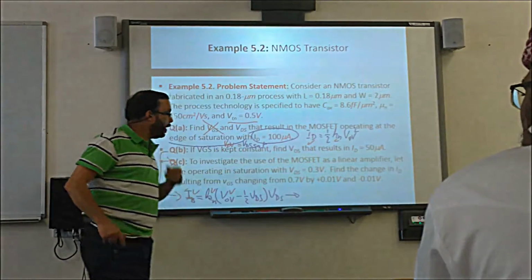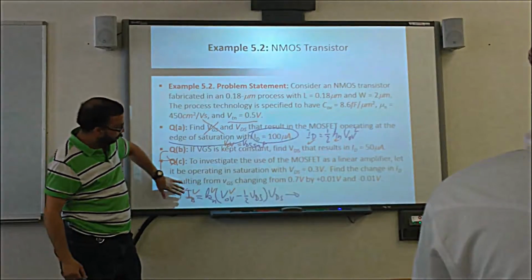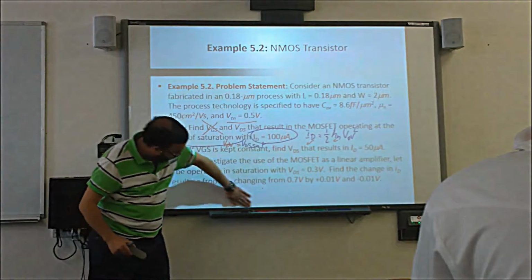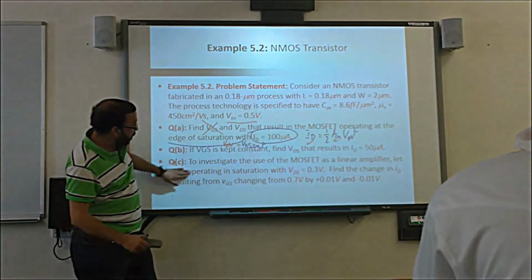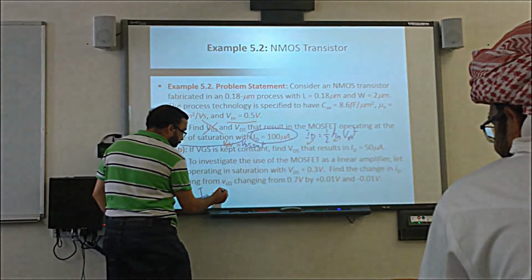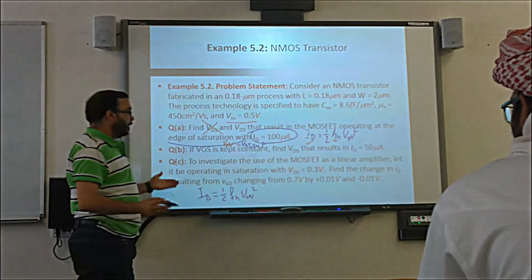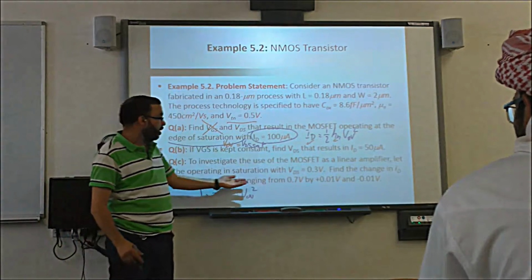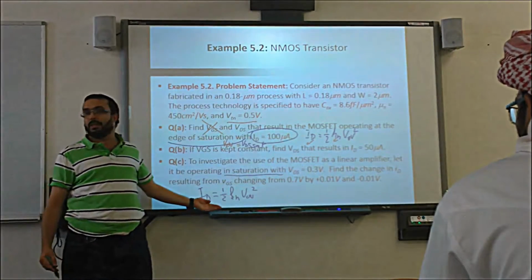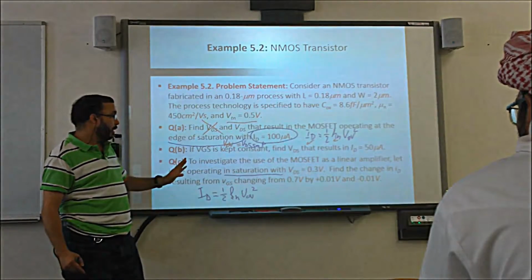So this is done. So I will delete this. Okay, good. So here, I'm sure that I'm using this equation: ID is equal to half Kn (V_ov) squared, yes or no? That's what I know. I'm in saturation, yes. So VDS is given, but the current doesn't depend on that. Who cares? Find the change in ID.